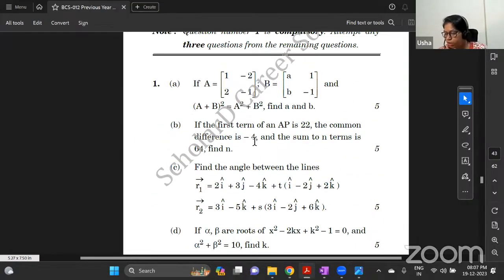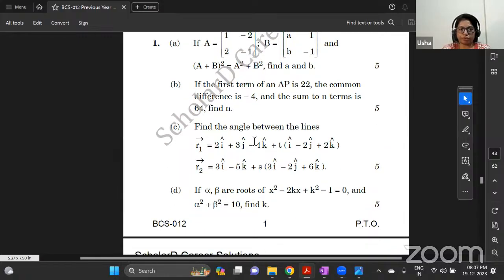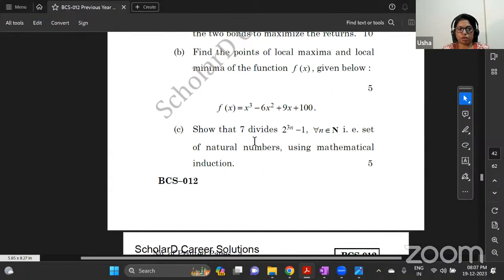Wanted explanation on De Moivre's theorem. Yes, I will do it after this inverse. Okay.